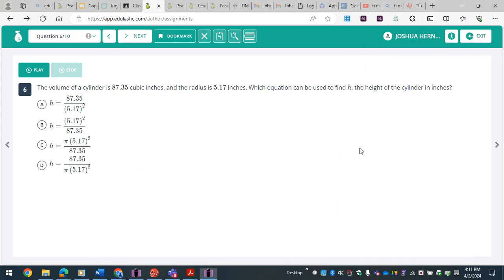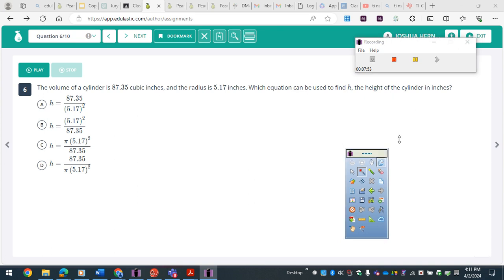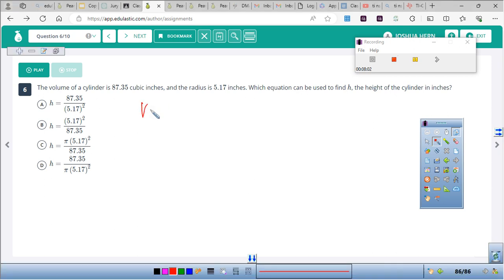Okay, so on this one right here, we have the volume of a cylinder is 87.35 cubic inches, and the radius is 5.17 inches. Which equation can be used to find h, the height of the cylinder in inches? So this is different. Basically, you can solve it, or you can just set it up like the way they did it to solve for it. Sky's the limit how you want to approach it. I'm going to go ahead and do it the way we're supposed to do it.